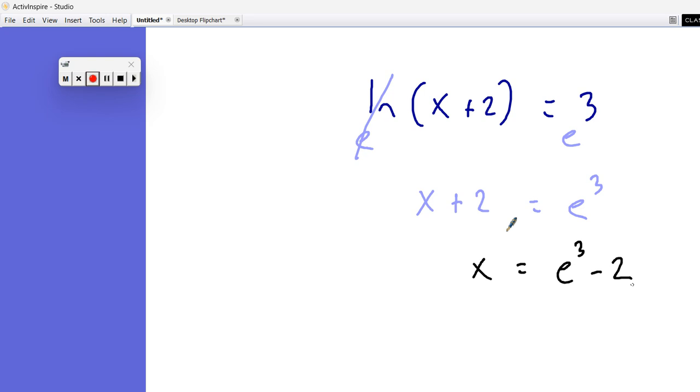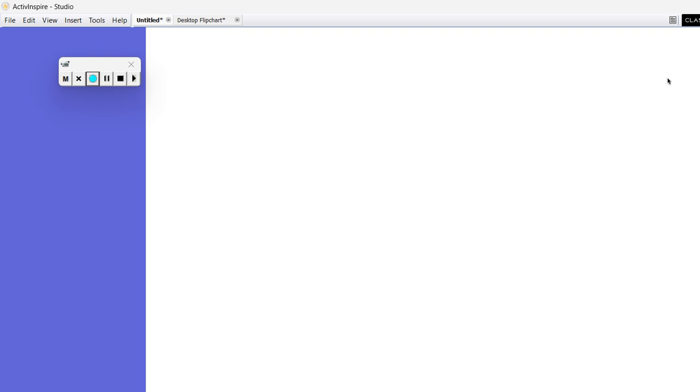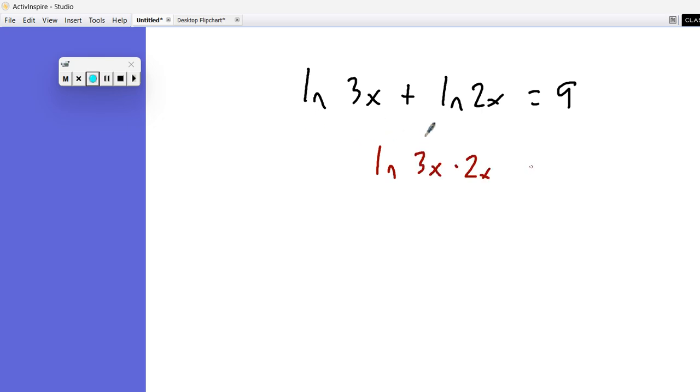37. 37's a good one. I guess I should write the whole problem down, because before we can inverse ln, I have 2 natural logs. And so I need to write it as a single natural log. And using those properties again, which was what that one section was about, I'm going to say ln 3x times 2x equals 9, which is 6x squared equals 9.